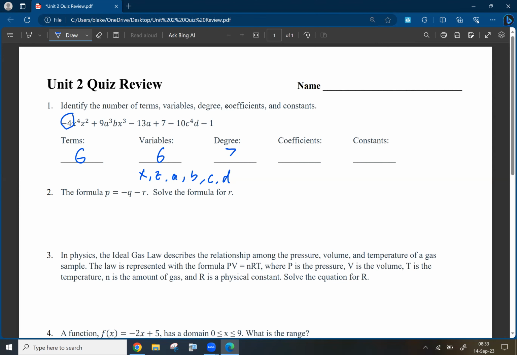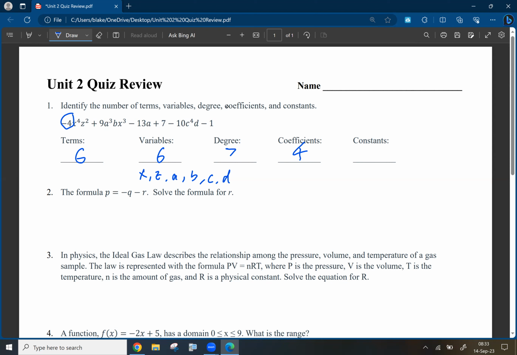So -4 is a coefficient, this 9 is a coefficient, and the -13. The 7 is not because it's a constant. The -10 is, and again, the -1 is not because it's a constant. So there are 4 coefficients. You can see I've circled them there: -4, 9, -13, and -10.